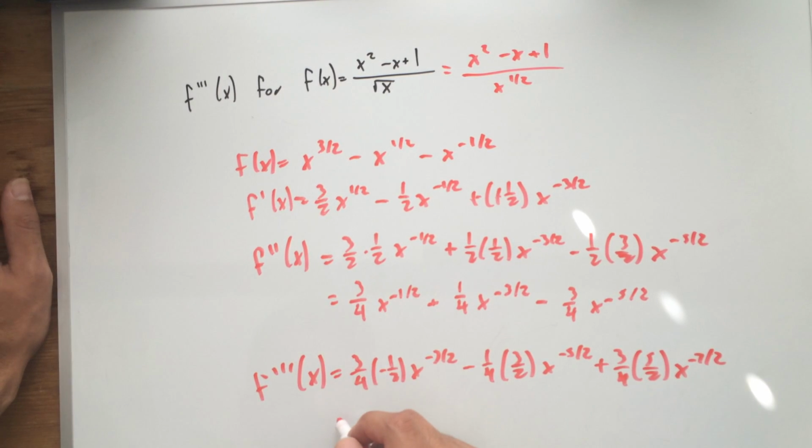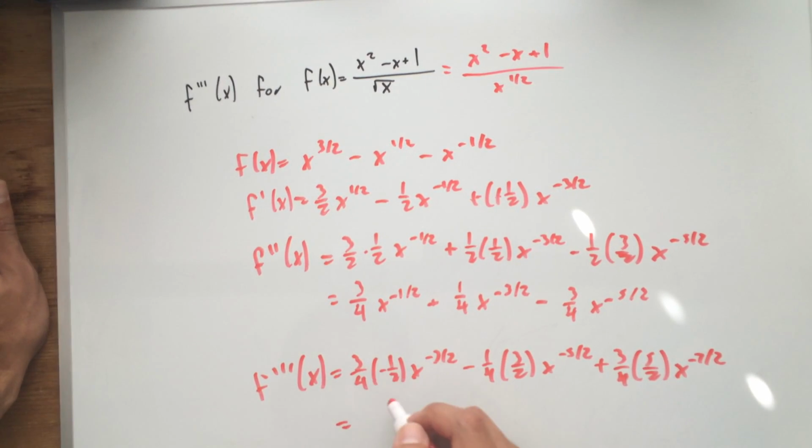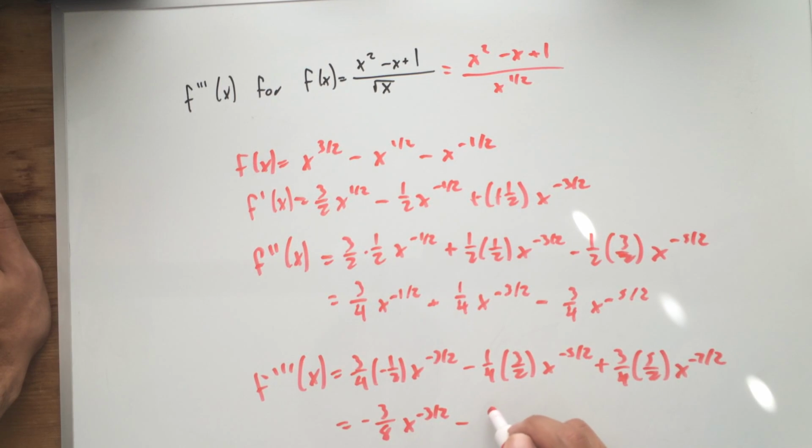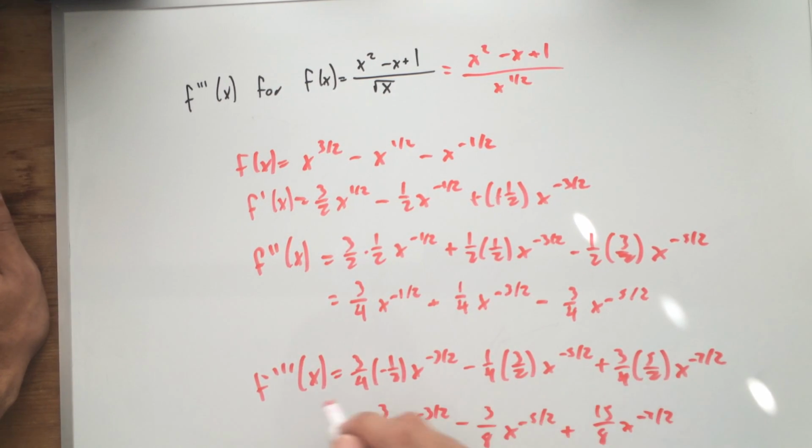And we have to simplify all this, so this will end up being negative 3/8 x to the negative 3/2 minus 3/8 x to the negative 5/2 plus 15/8 x to the negative 7/2. So that's our answer.